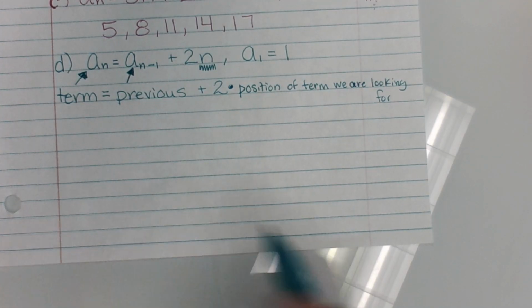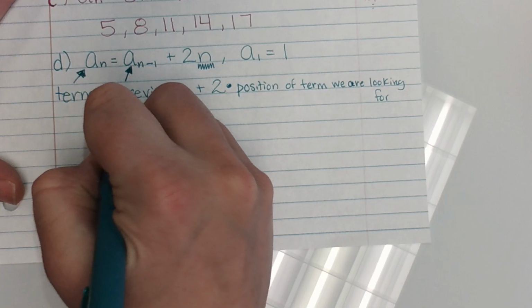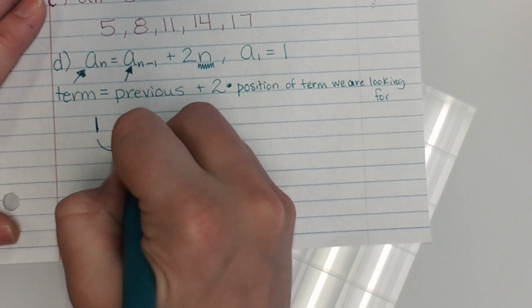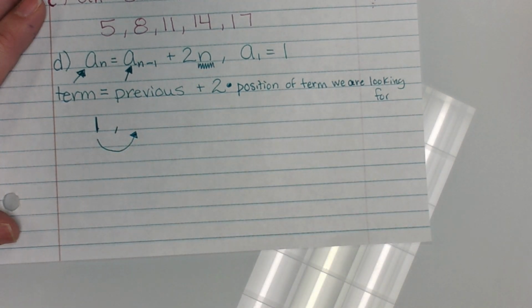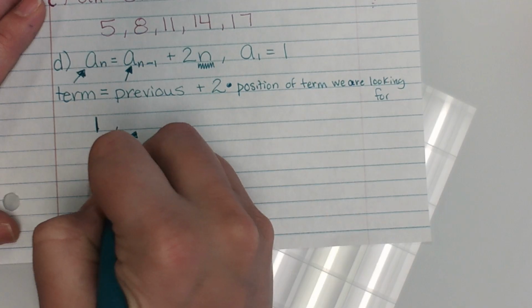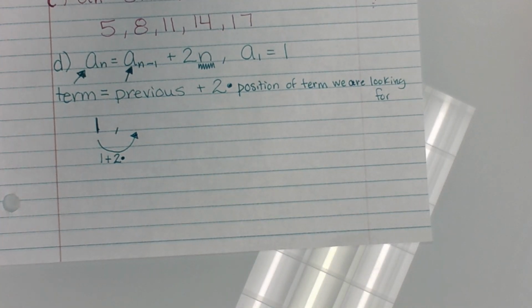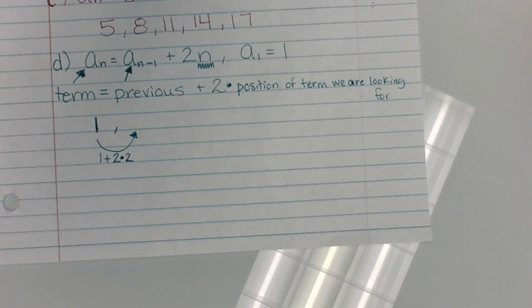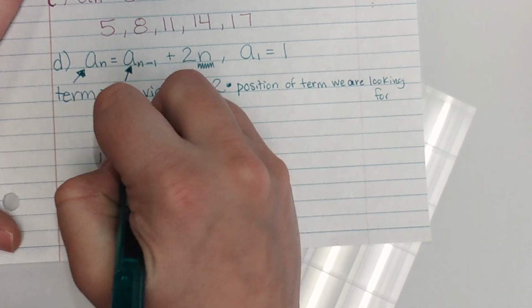We start the same way with a sub 1. To get to the next term, we gotta be careful. To go from here to here, it says to take the previous term, happens to be 1, plus 2 times 2. Why 2? We're looking for the second term. We're looking for a sub 2. A sub 2's position is in the second spot. 1 plus 2 times 2. Order of operations, make sure you do the multiply before the add. 2 times 2 is 4, plus 1 is 5.